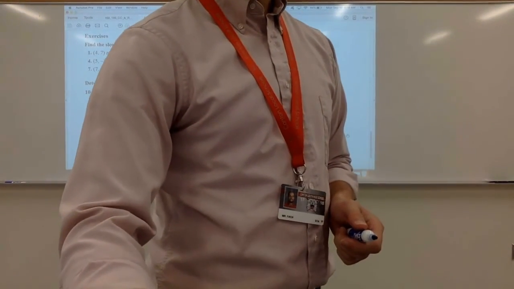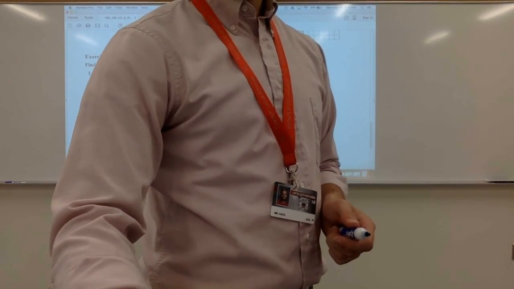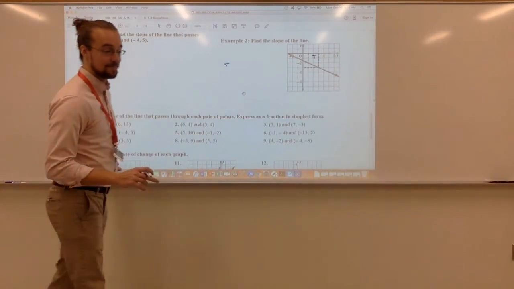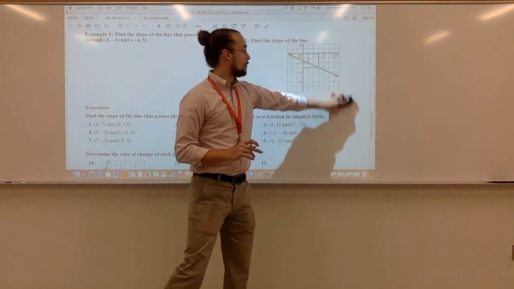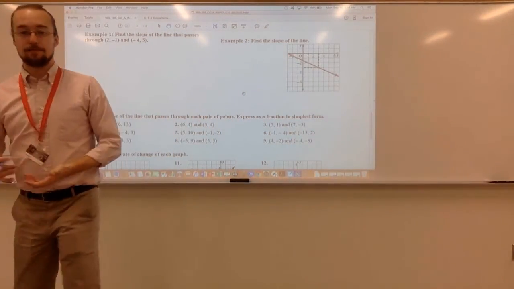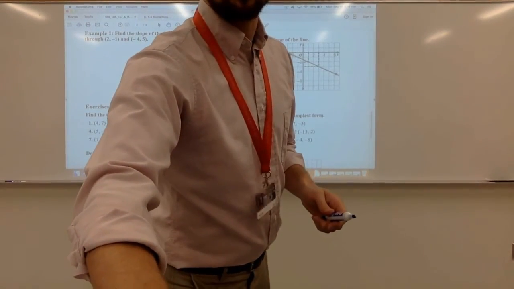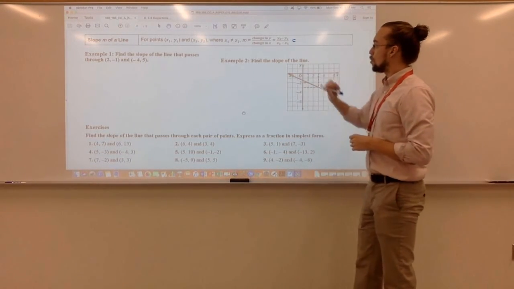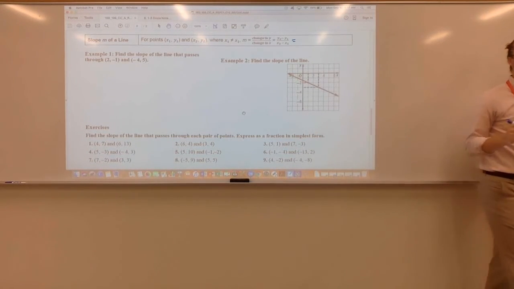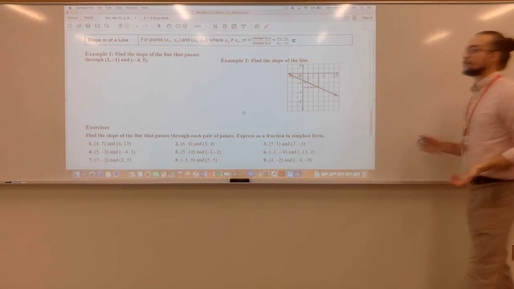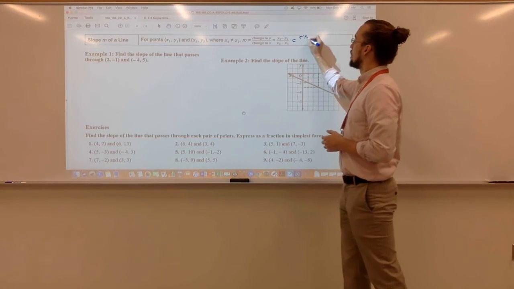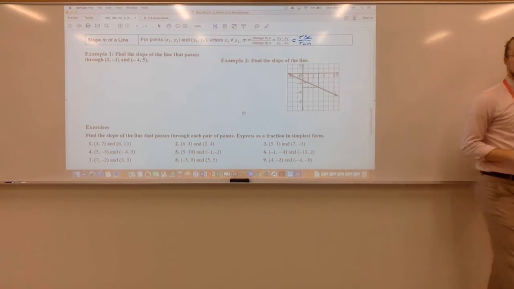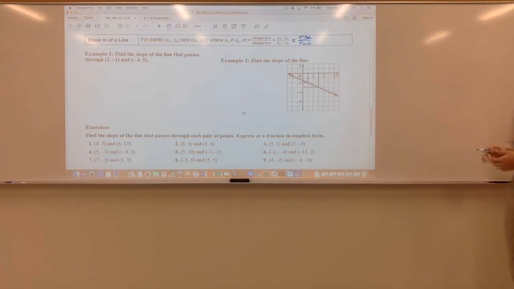Okay, so last idea. Let's jump back up to example 2 here. Okay, finding slope from a graph. I'm going to scroll up just a little bit and add on to this here. So we have one more definition of slope. From a graph, we talked about slope being rise over run, or change in y over change in x.